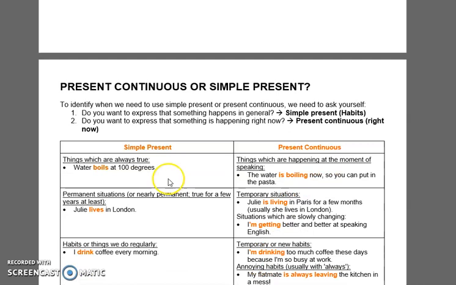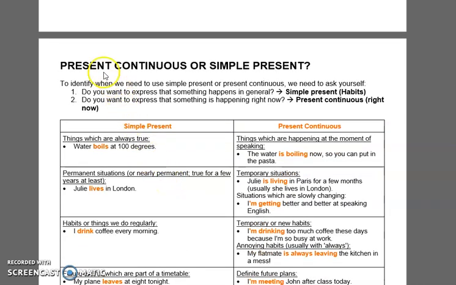Here is the main aspect of this class, present continuous or simple present. ¿Cuándo tenemos que usar el presente continuo? ¿Cuándo tenemos que usar el presente simple? Since these two verb tenses are for the present. And here are the keys.